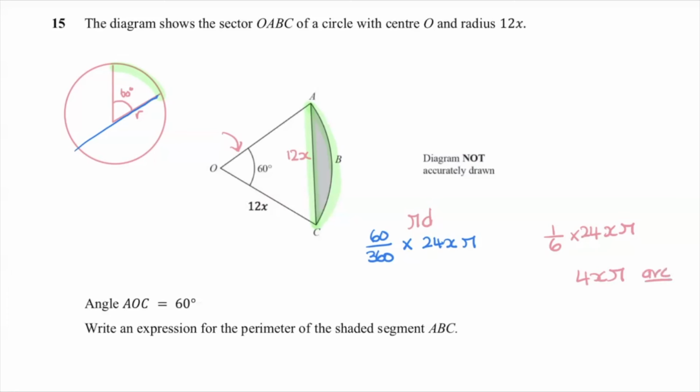And we must remember we haven't finished. We must add on the 12x as well. And then our final answer would be just to put that together clearly. You could factorize that if you wanted to. It doesn't say anything about pi in the question. It's a non-calculator paper, so I would just keep that in as part of my expression as well.